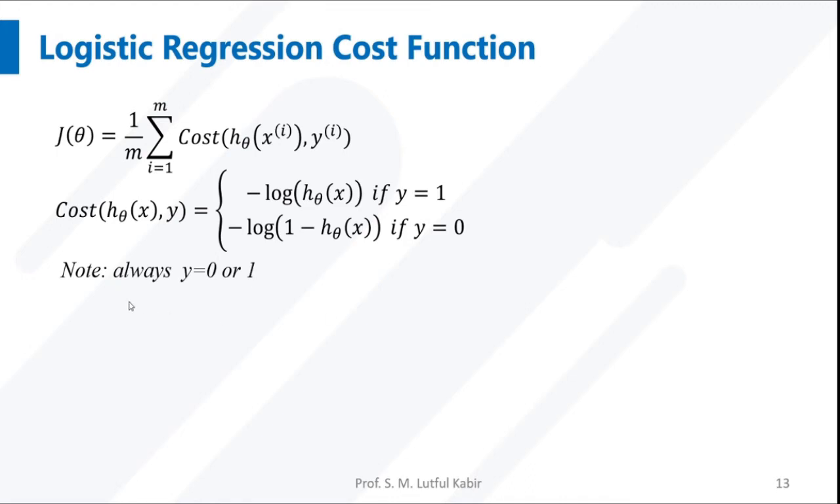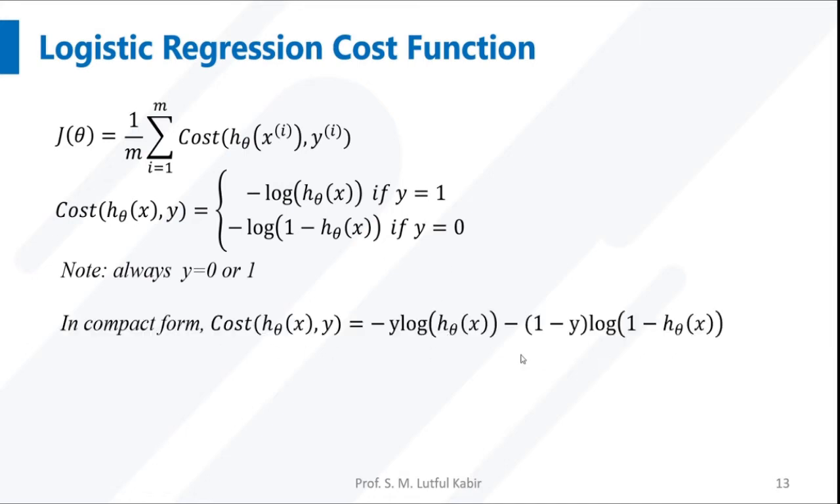And note that y is either 1 or 0. It cannot be 1 and 0 simultaneously. With this fact, we can combine these two equations. We compress the two equations into a single equation, and the equation will be like this. If you notice carefully, the cost function of an individual sample is nothing but minus y multiplied by the first equation, and minus (1 minus y) multiplied by the second equation.